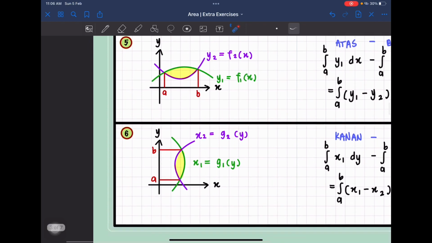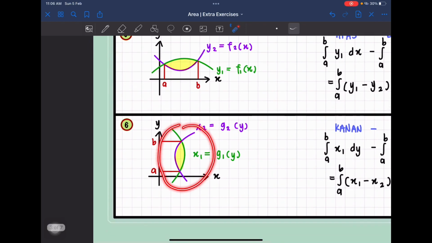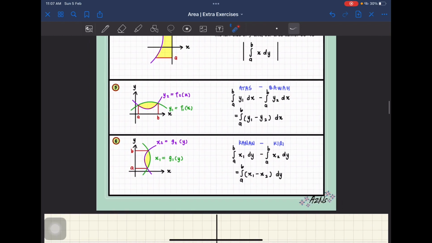Okay, so the same goes with this one. So now we are not using atas tolak bawah. We use kanan tolak kiri. So focus your eye to this part only. Sini sahaja awak fokus. Okay, so daripada A sampai ke B, yang mana duduk kat kanan? This one adalah kanan. Yang mana duduk kat kiri? This one adalah kiri. Okay, itu sahaja. Alright, so jom. So barulah kita boleh tengok soalan kita sekarang.